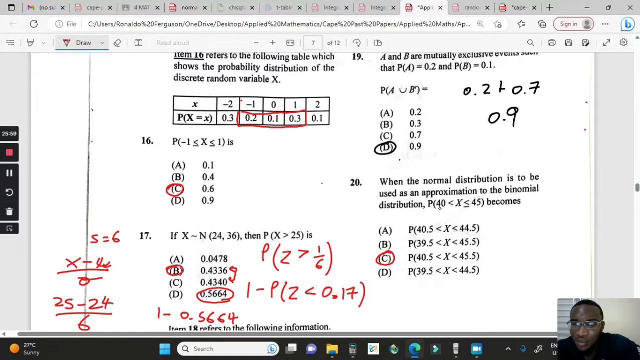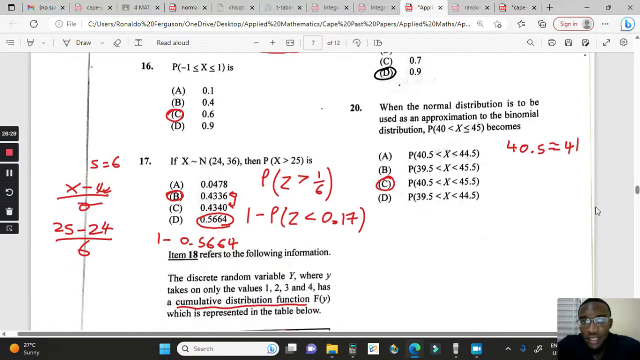What we're saying is, remember, 40 is a discrete value. The next discrete value would be 41. But for a continuous data set, 40.5 going upwards would round off to roughly 41. So since we're converting from discrete to continuous, it's really 40.5 we start at. And the last one is 45.5. I really hope that makes sense because we're going from discrete to continuous.